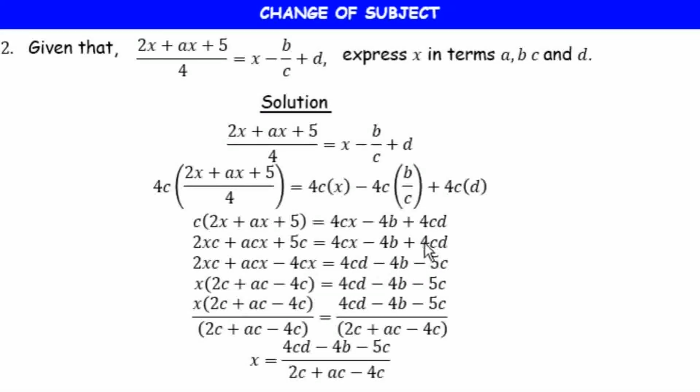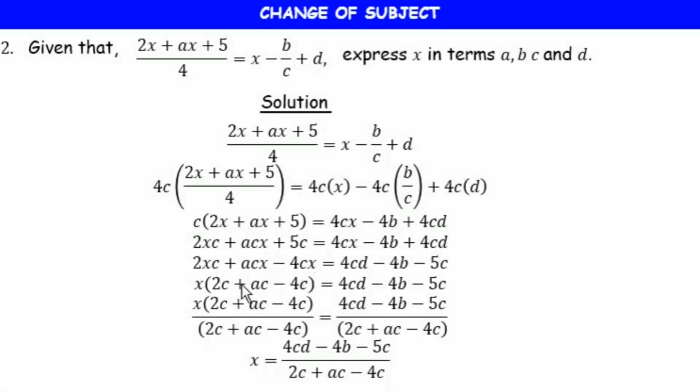Now I just interchange the position of these two. So I brought the 4cd first, then followed by minus 4b, and then accompanied by our 5c here. Because it was plus here, when it crosses it becomes minus, right? So now we have three different terms containing the x component.